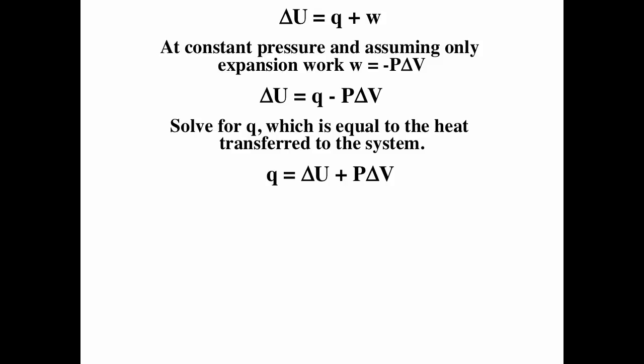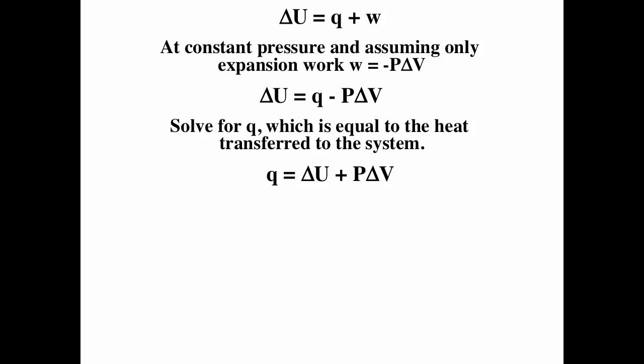Now if we assume that we're at constant pressure and there's only expansion work, then W is equal to minus P delta V, where P is the external pressure. And now if we solve the equation for Q, we see that Q is equal to delta U plus P delta V. Now this is fairly important.